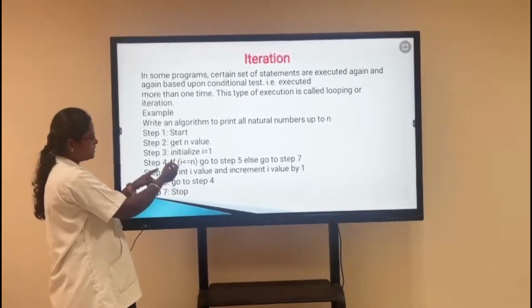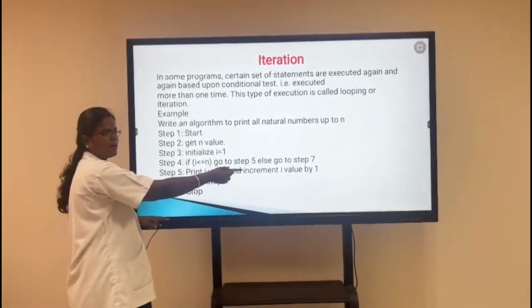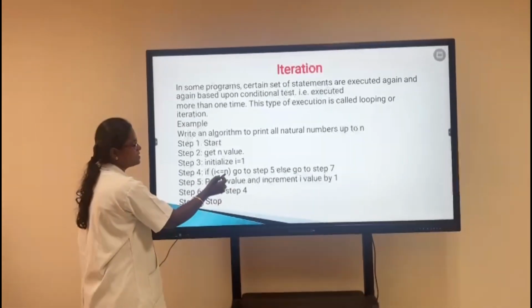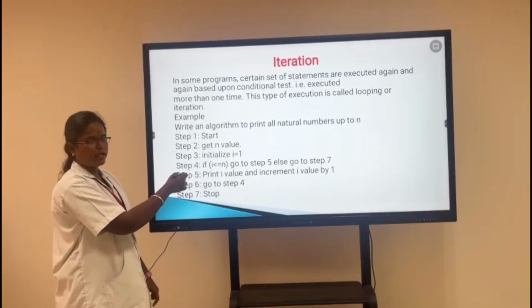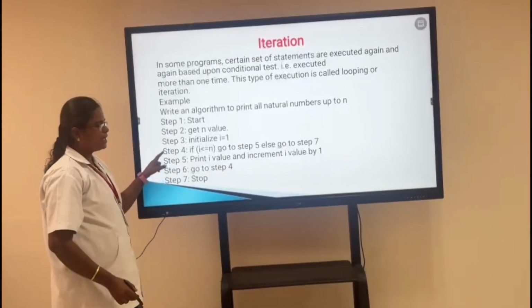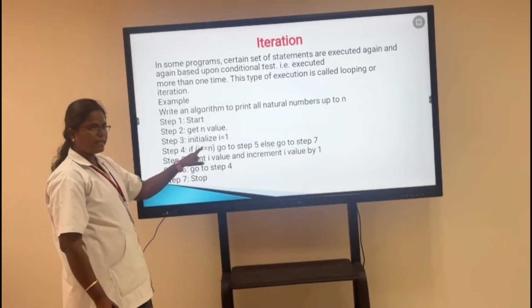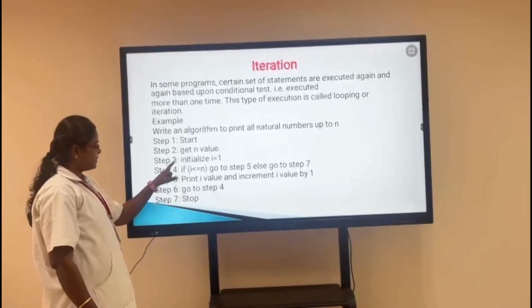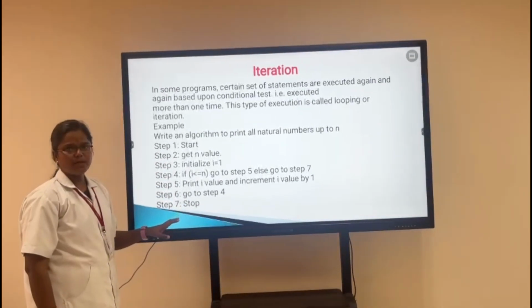The condition is true. The condition is true means the value is printed and I value will be incremented till the particular condition is met, that is, till we reach the n value. Okay, so that is the fifth step. And finally, after printing all the numbers from 1 to n, the n being the number which we are giving, after printing all the values, we are stopping the program.